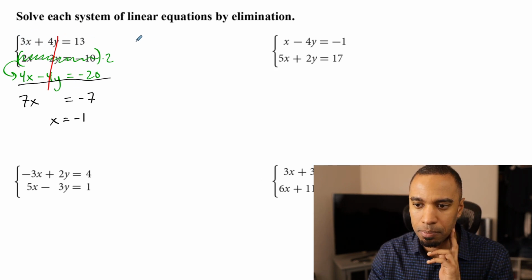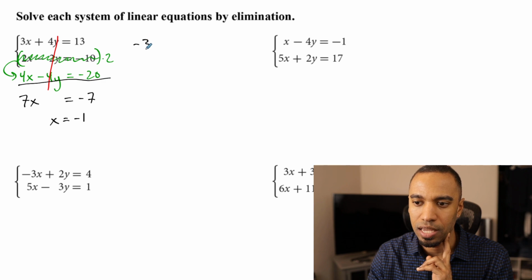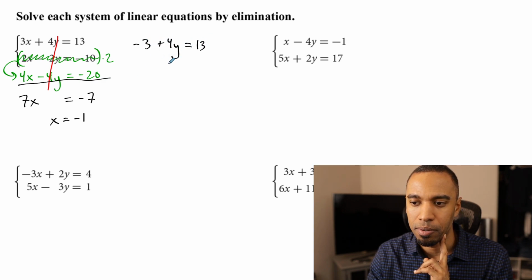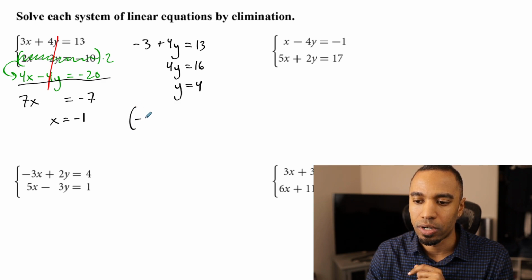The one that I can see is up here. 3 times negative 1 is negative 3, plus 4y equals 13. Add 3 to both sides. I'm going to get 4y equals 16. And divide by 4, I get y equals 4. So we're going to get negative 1 comma 4 there.